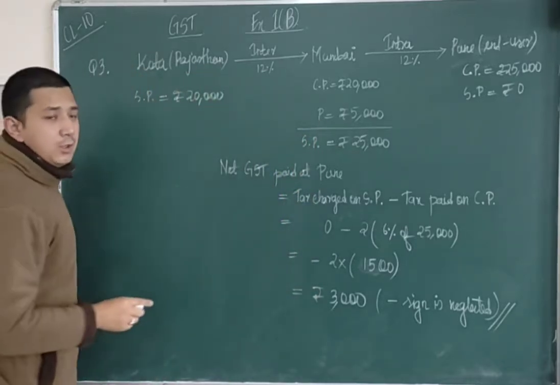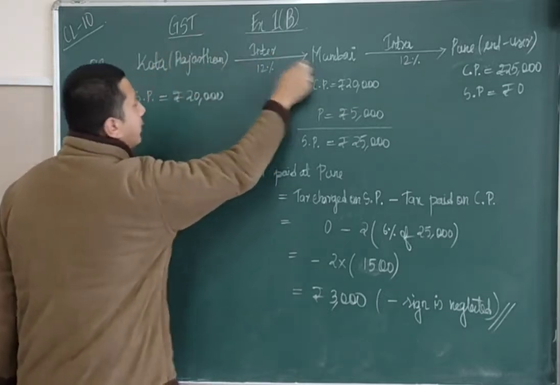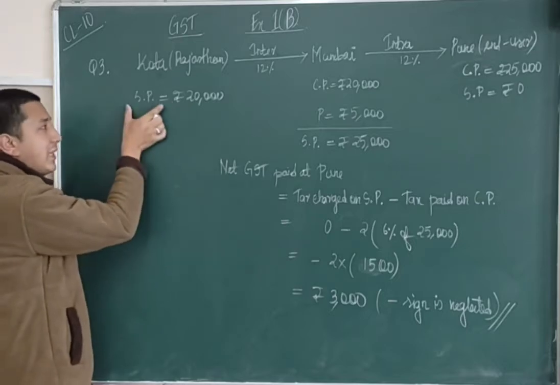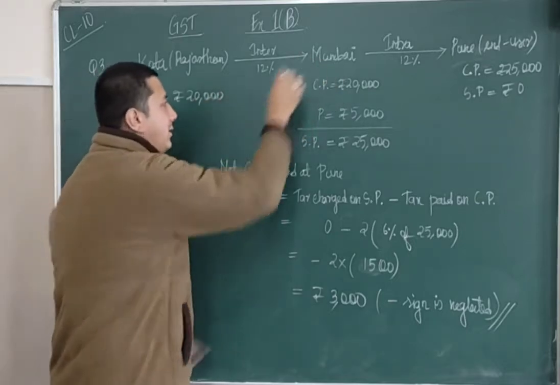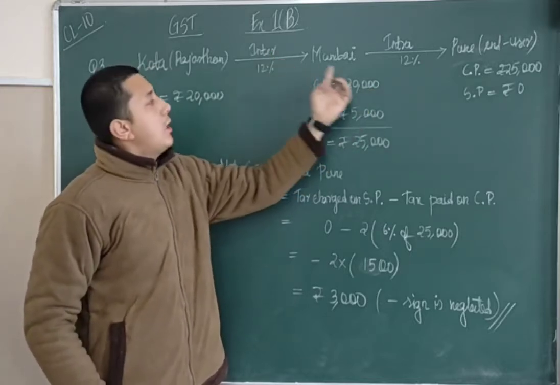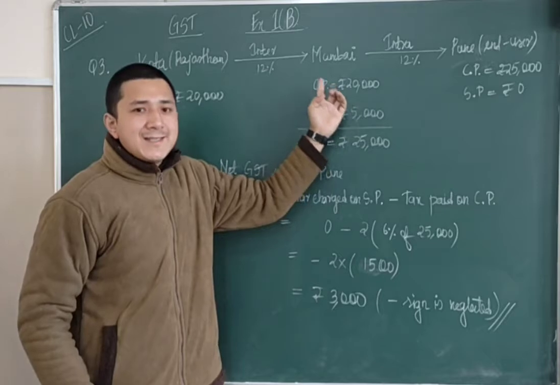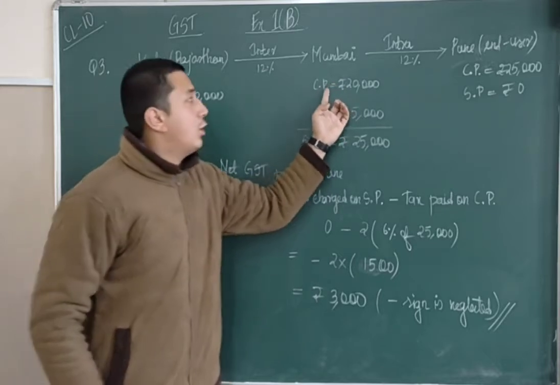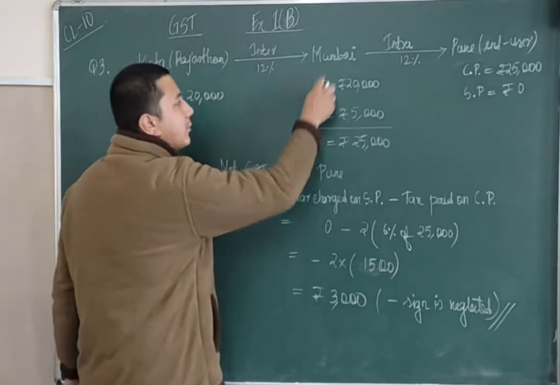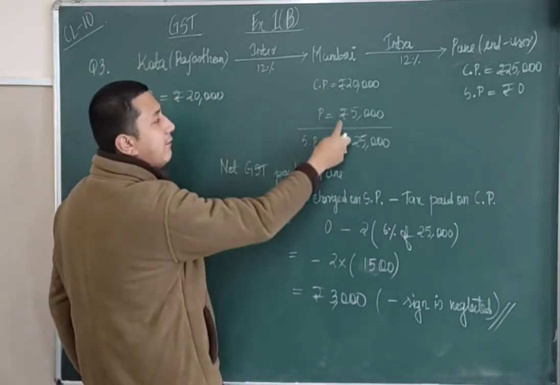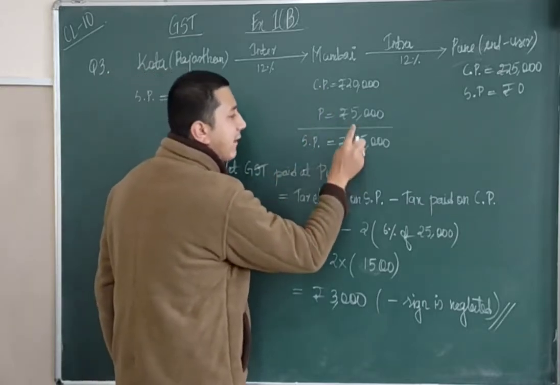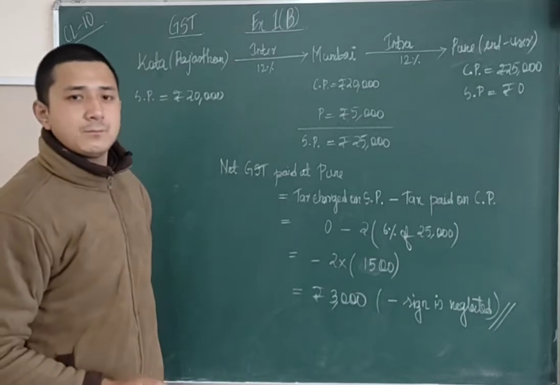Goods are sold from Kota to Mumbai. From Kota to Mumbai, interstate. Selling price 20,000. So if selling price is 20,000, what is his cost price? His cost price is also 20,000. The case is inter. Am I clear? Now this fellow from Mumbai, he is selling the goods to Pune at a profit of 5,000. So what will be his selling price? Cost price was 20,000. He is keeping 5,000 as profit. So his selling price will be 25,000. Am I clear with this?